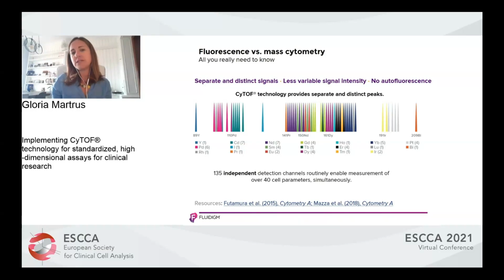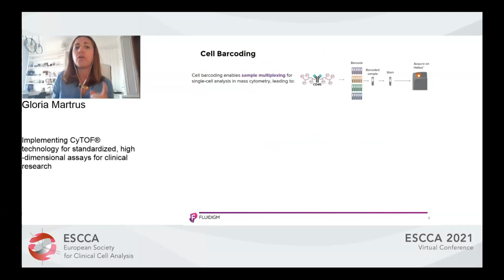Why? Because all our machines are normalized every day. We have this tuning, and also the machines are normalized, and we run EQ beads together with the samples, so we're able to compare samples day to day, machine to machine. And we do not have any autofluorescence because we are not measuring fluorescence. We don't have any background because we do not measure any of the metals or atoms that might be present in a biological cell, such as carbon, oxygen, hydrogen, iron, whatever you think. So right now we have 135 independent detection channels, which can measure more than 40 cell parameters at the same time without compensation or controls.